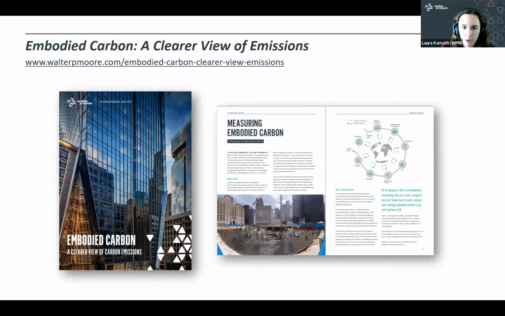Another report that's out there that I think is pretty cool is the Walter P. Moore stewardship report. We did a number of different articles that cover different aspects of embodied carbon in the built environment. So this is also a great introduction to some of the issues that are at play when we're talking about embodied carbon in buildings.